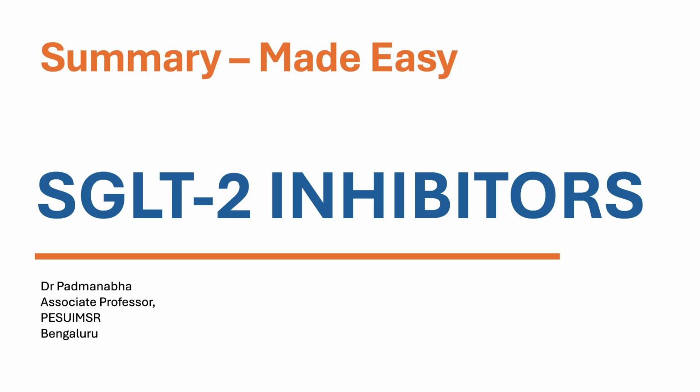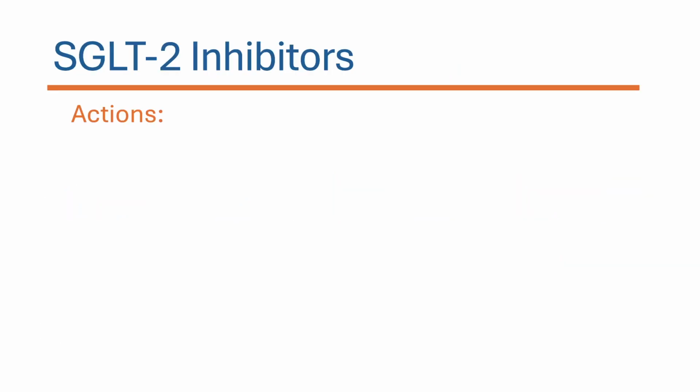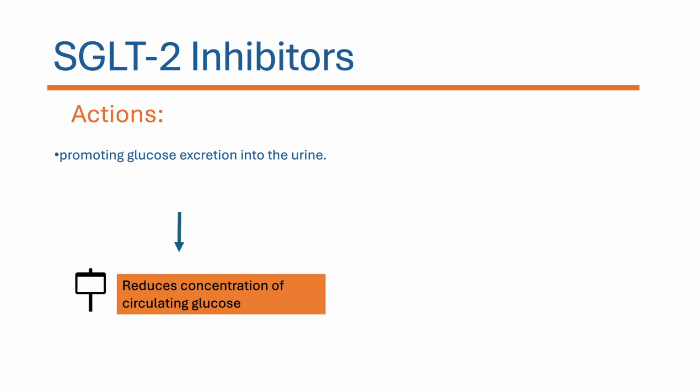So what are SGLT-2 inhibitors? They are the sodium glucose linked transporter 2 inhibitors. So what is the mechanism of action of SGLT-2 inhibitors? Usually this SGLT-2 is present in the proximal convoluted tubule. They promote the glucose excretion into the urine, thereby they reduce the blood glucose levels. So by excreting the glucose in the urine, they help in reducing the concentration of the circulating glucose.